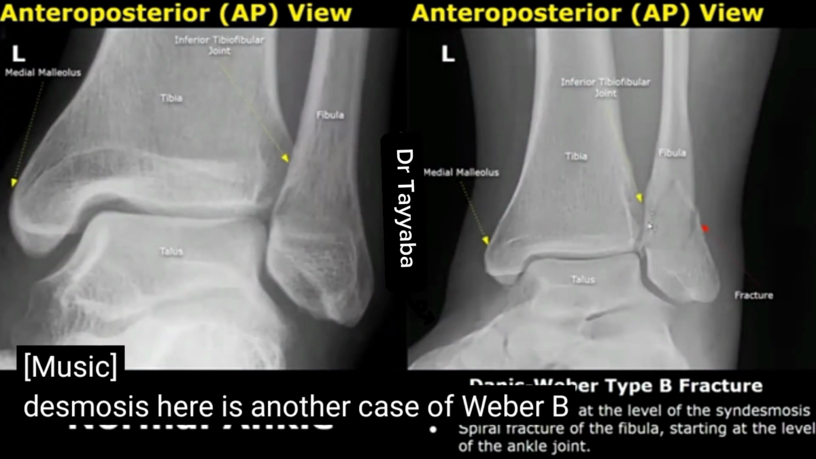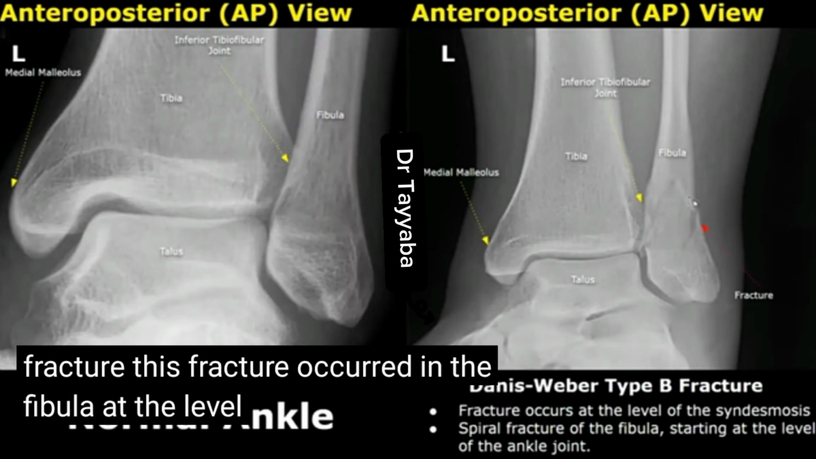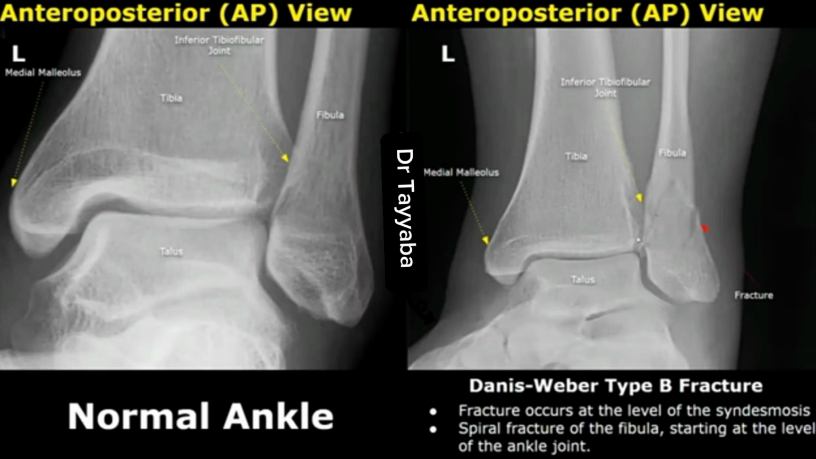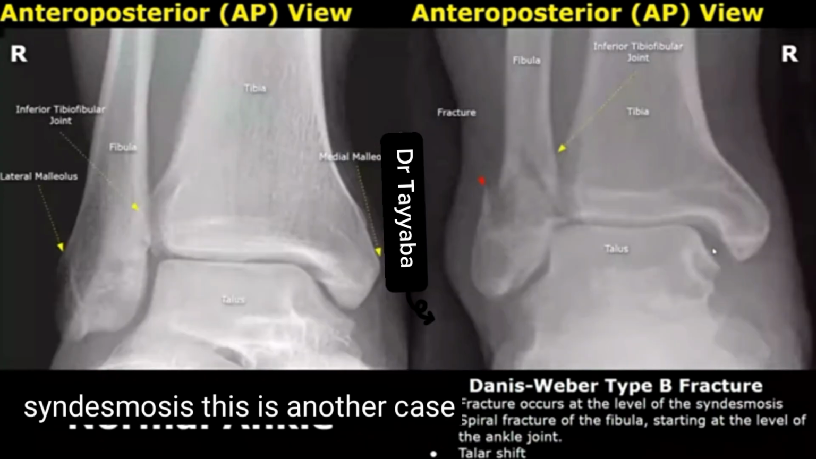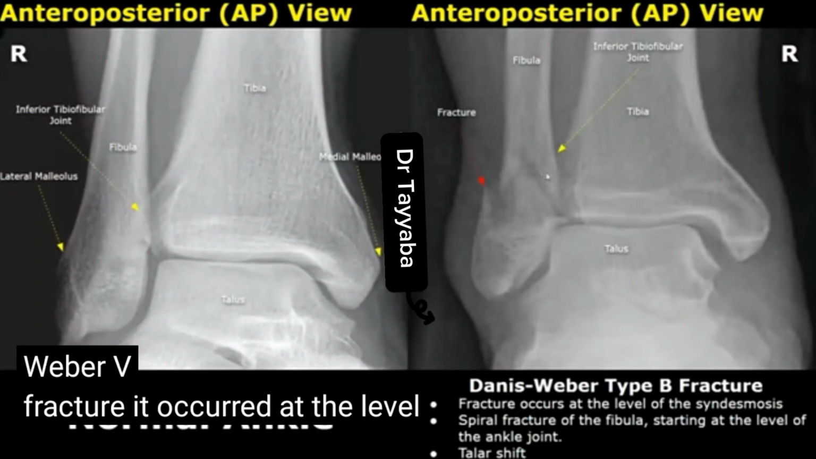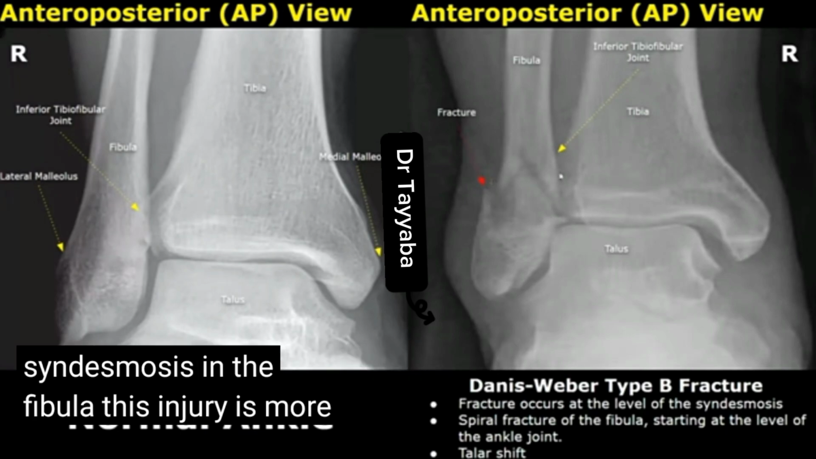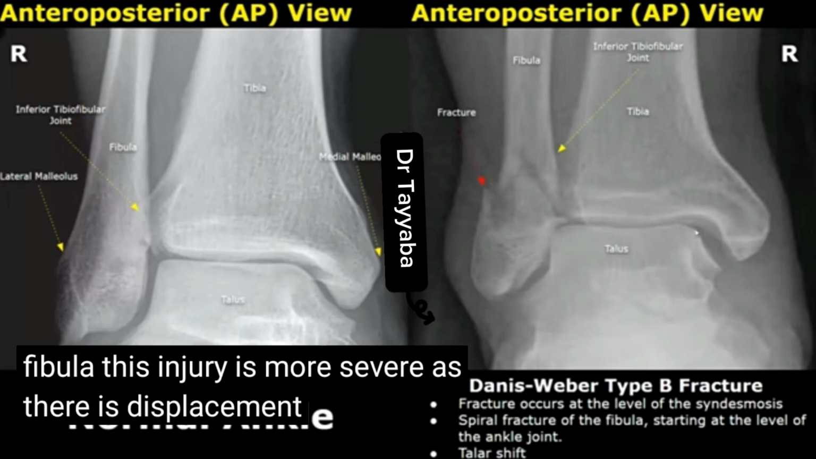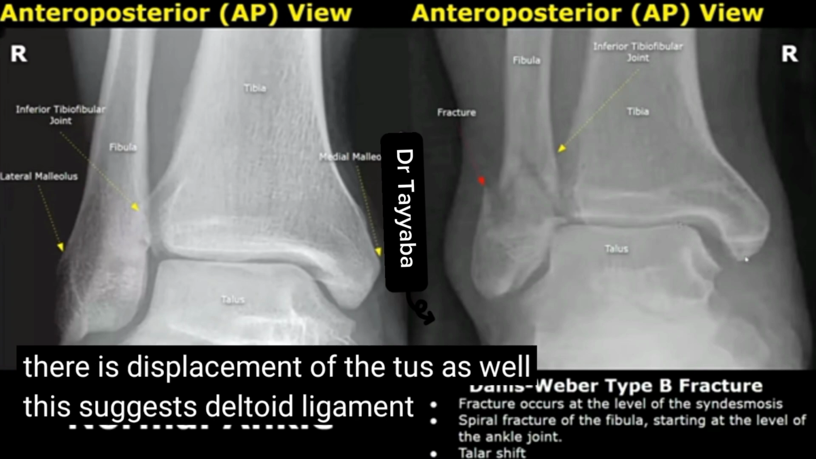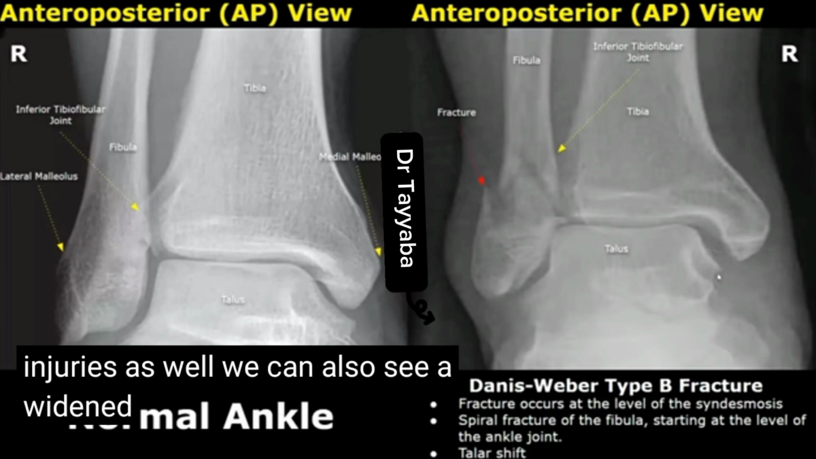Here is another case of Weber B fracture. This fracture occurred in the fibula at the level of the syndesmosis. This is another case of Weber B fracture. It occurred at the level of the syndesmosis in the fibula. This injury is more severe as there is displacement of the talus as well. This suggests deltoid ligament tears and injuries as well. We can also see a widened medial clear space.